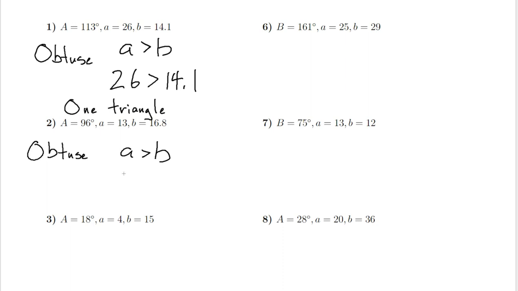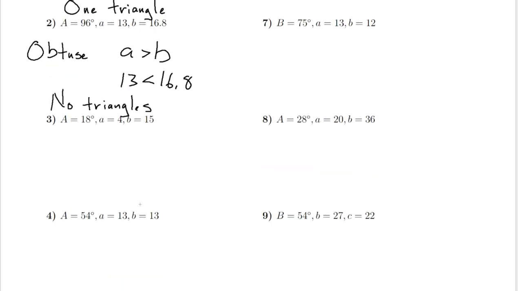Well, in this case, our A is 13, and that's less than 16.8. So no, A is not greater than B. So in this case, we have no possible triangles. So between number one and number two, those are the two main situations that we get into when we have an angle that is obtuse. Give number three a try and then we'll go over it.